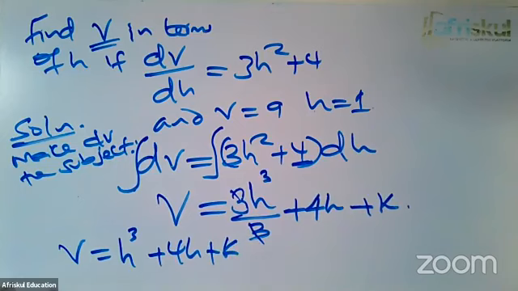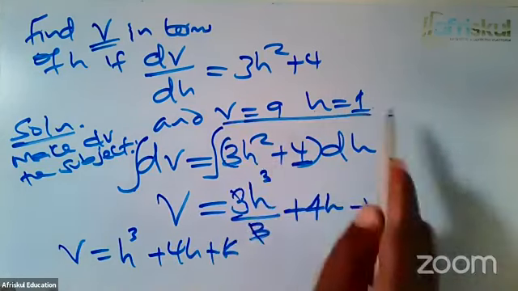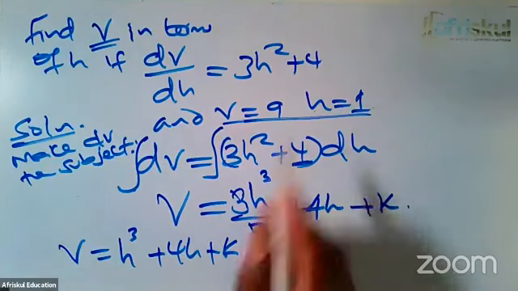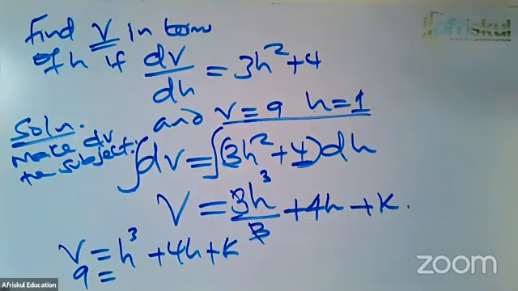Now the moment I get this and I realize they have given me a point, I know what they want. They want me to evaluate K. They have told me that V is 9, so put 9 there. H is 1. 1 raised to power 3 is 1. 1 can never be amplified by raising; whenever you raise 1 to any power, 1 will always remain. Plus 4 times 1 plus K.